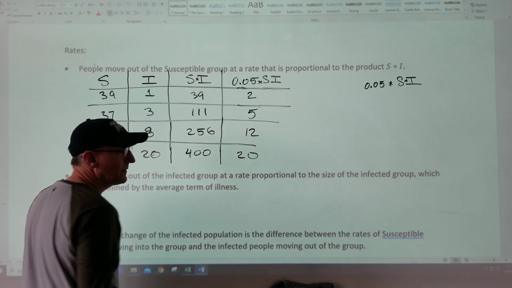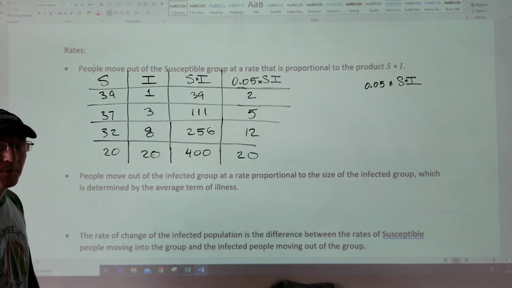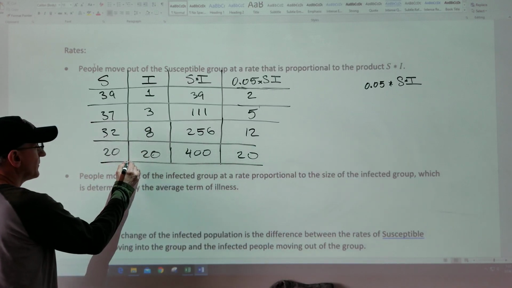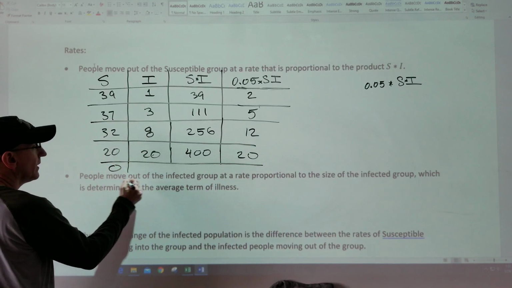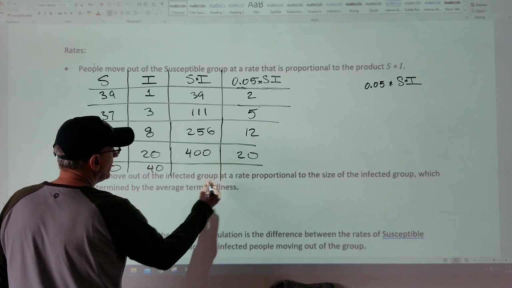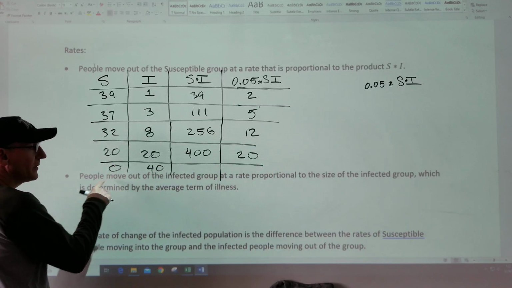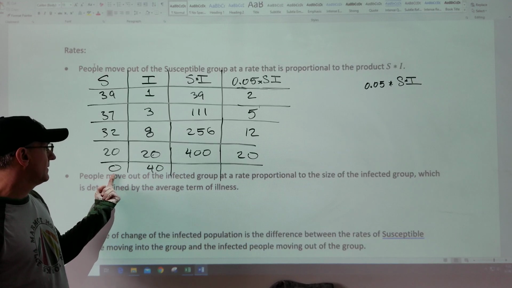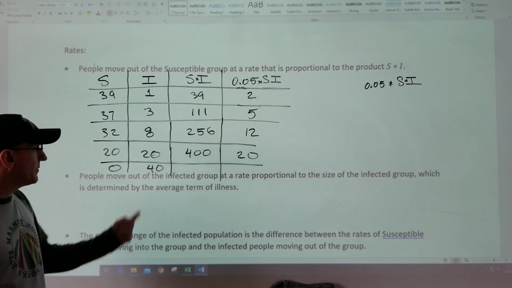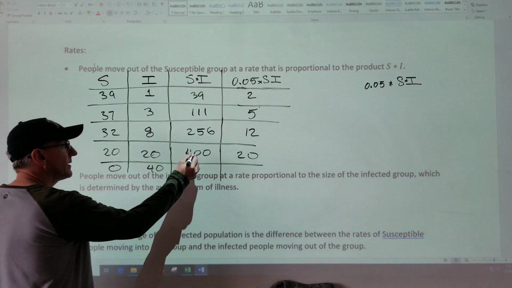And that basically wipes out the susceptible group. Doesn't mean they're all deceased, it just means they're all transferring. So the next numbers would be 0 and 40. And then as you can see, what's the product of 0 and 40? Well, there's nobody left to get sick. So there are no possibilities for transmission anymore, and all of a sudden this number takes a nosedive.